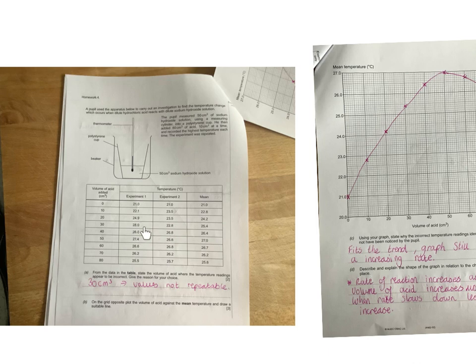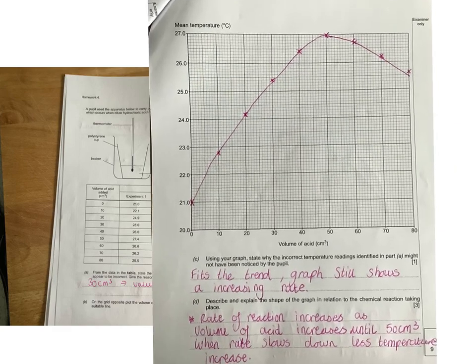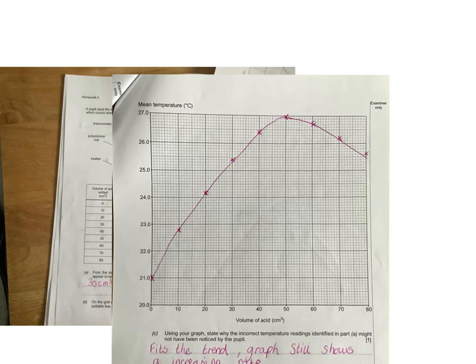It also doesn't seem to fit the trend. That value there seems to be really high in terms of the trend going along. Okay. Next thing you had to do was plot mean temperature and draw a suitable line. Again, this is a curve up and then a curve back down. Okay. Again, it doesn't have to be a straight line.